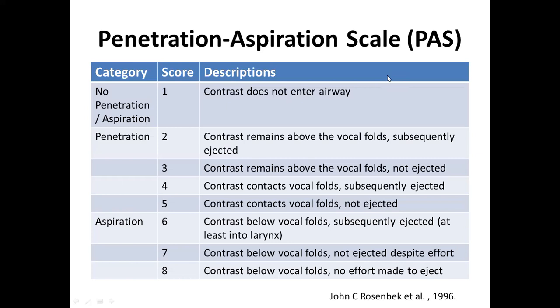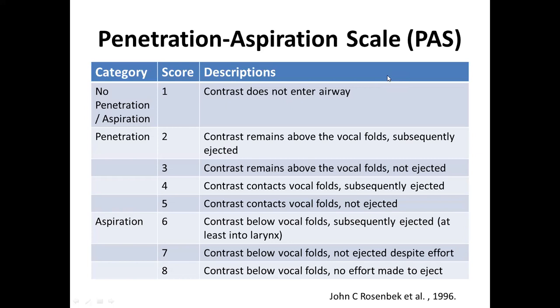Our barium, our contrast swallow, is successfully done. Then the score of 2 means there is penetration, because contrast remains in the larynx and does not go beyond the vocal cords, and it can easily be ejected. It means the physicians will know that there is nothing that we need to worry about with the patient. And the score of 3 means contrast is still above the vocal cords but is not able to be ejected, which means we need to closely monitor the patient.